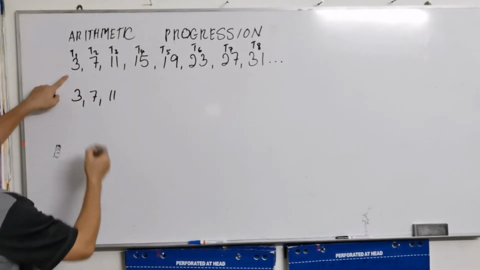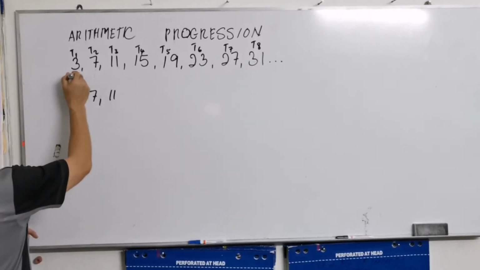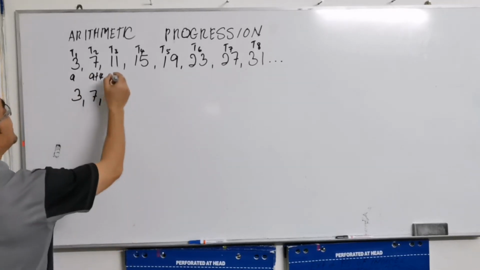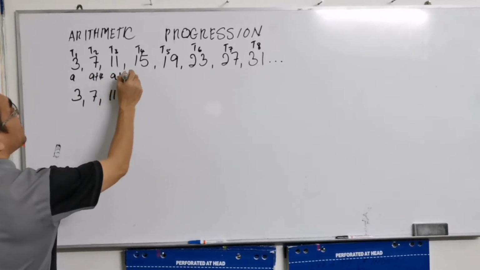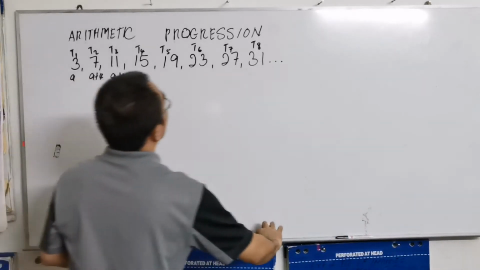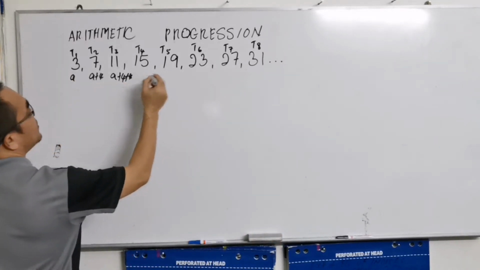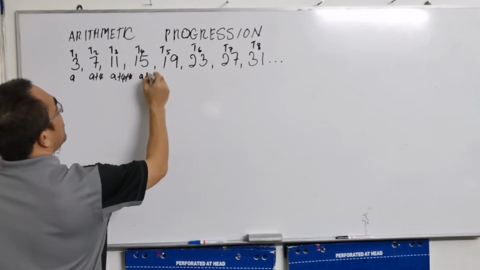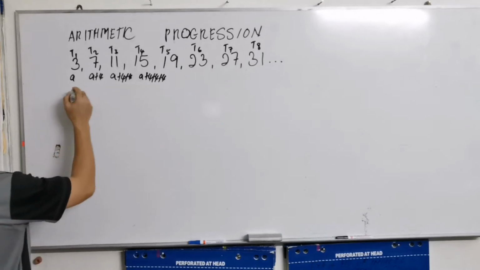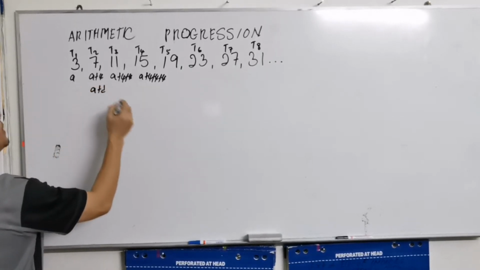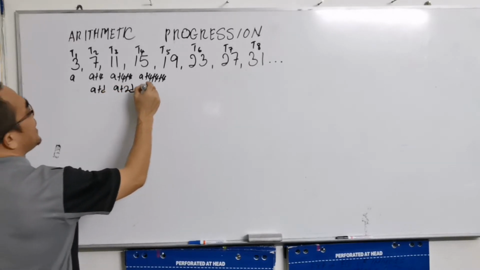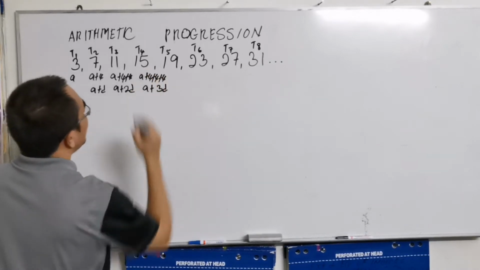If we have the first number, we call it A, and then this is A plus 4, and this is A plus 4 plus 4, and the next is A plus 4 plus 4 plus 4. Okay, so make it short. This is A plus D. This is A plus 2D. This is A plus 3D.